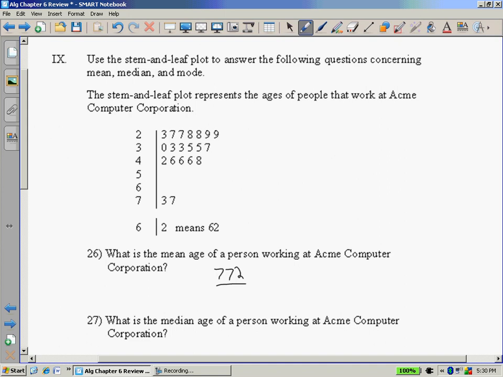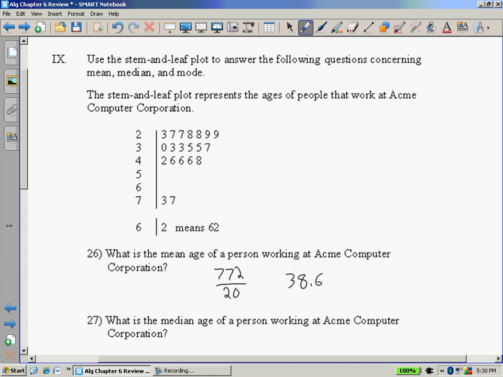Then we need to divide by the total. We have 1, 2, 3, 4, 5, 6, 7, 8, 9, 10, 11, 12, 13, 14, 15, 16, 17, 18, 19, 20. So the mean is 38 6/10.